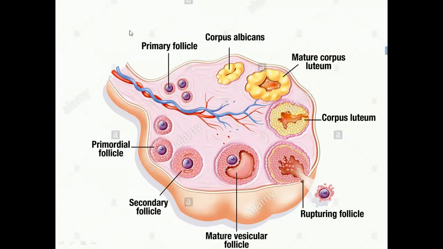This is the diagram that clearly shows you the phases of ovum development, and it is called the ovarian cycle. So in this class we have learned two cycles. One is the ovarian cycle, another is the menstrual cycle.